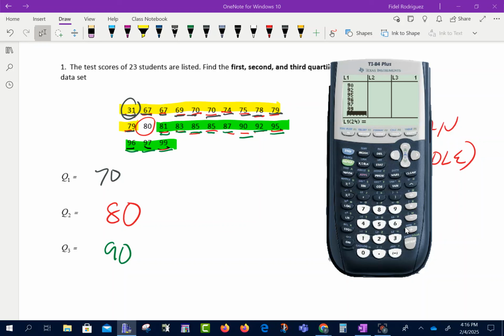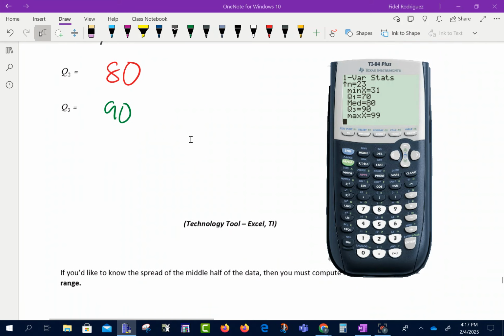Okay, 99 problems, right? Okay, so now let's get out of here. Let's go back to our stat. We're going to go to calculate. We're going to calculate our one variable stats. All right. Okay, so look, y'all, if we start to scroll down, we got some pieces of information here. We know that our lowest number was 31. There it is. We know that our Q1 is 70. We found that earlier. Our Q2 was 80. Our Q3 was 90. And the biggest number we had was 99.